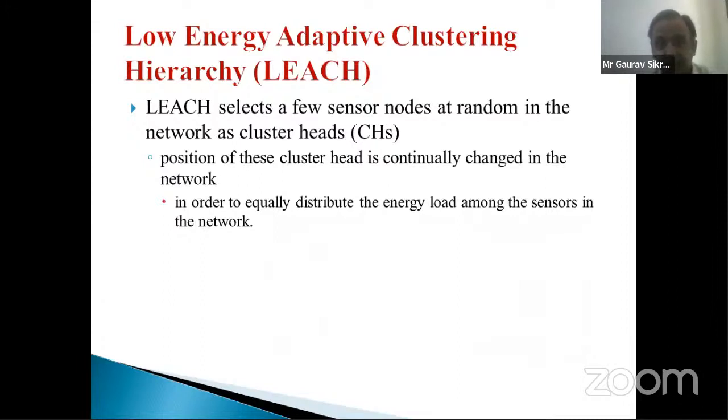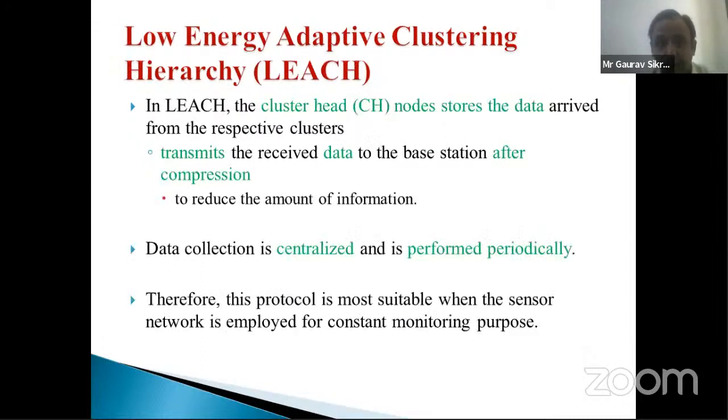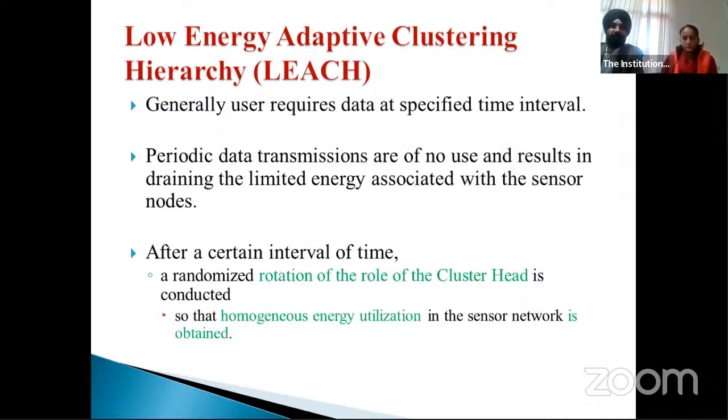Next, LEACH selects a few sensor nodes at random, but we have an improved version of LEACH as compared to Mr. Gaurav, kindly go to the conclusion. Sure, sir. And skip some of the slides so that you conclude within 2 minutes.